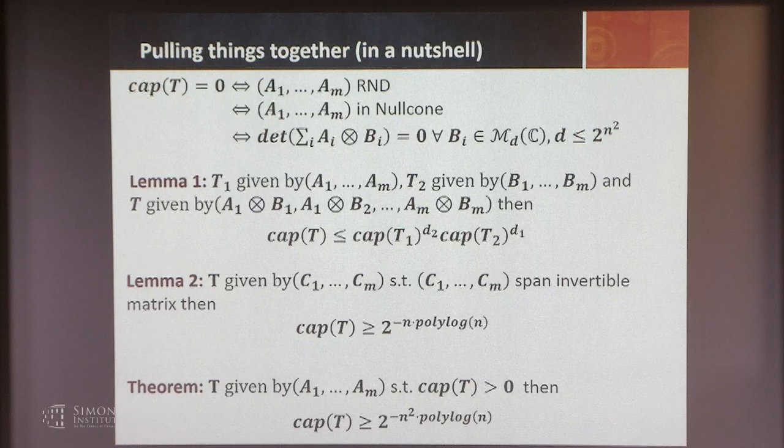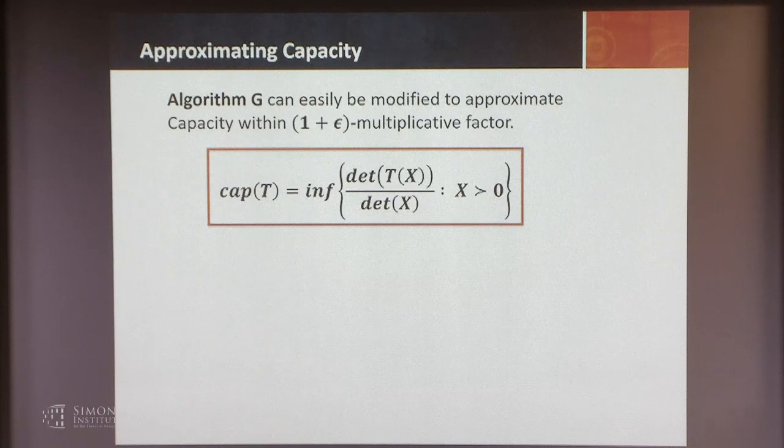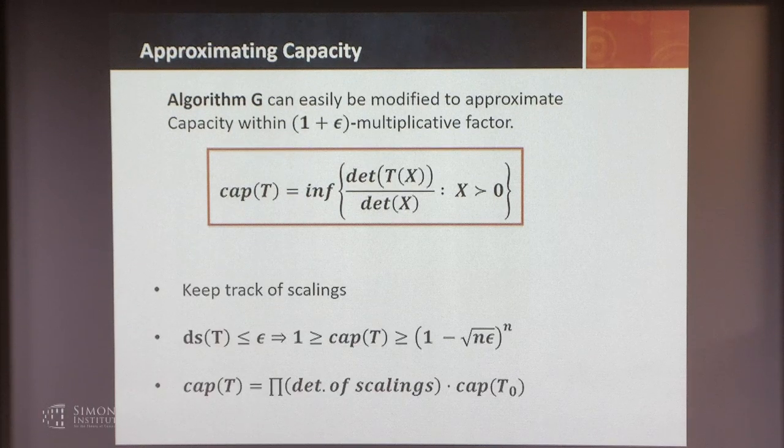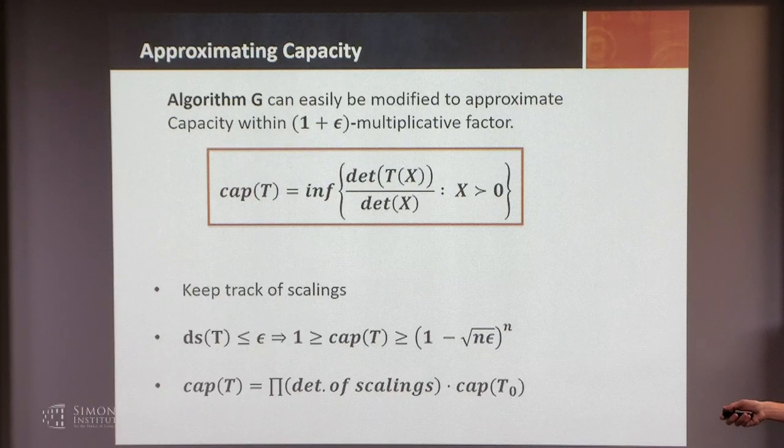But the cool thing is that this algorithm that Gurvits came up with, we can use it to approximate capacity within a 1 plus epsilon multiplicative factor. How do we do it? Every time you scale, you just keep track of the scalings. These scalings are multiplicative anyway, so you can keep composing them. There's another result that Gurvits proved, which generalizes something from matrix scaling: if you're very close to being doubly stochastic, then your capacity is very close to 1. So if you scale to very close to doubly stochastic, you're also approximating capacity.